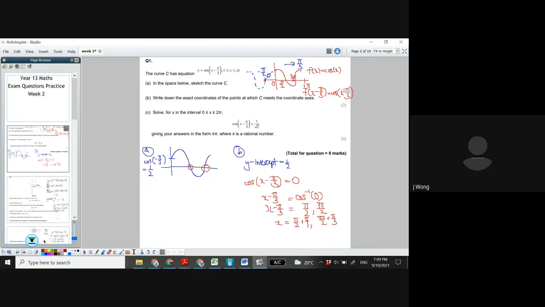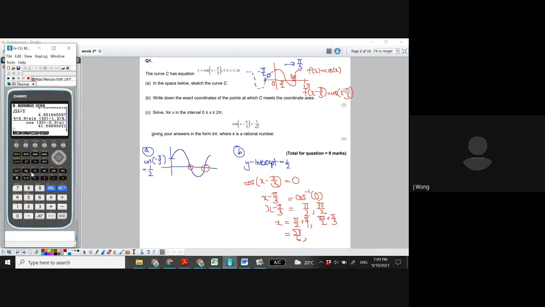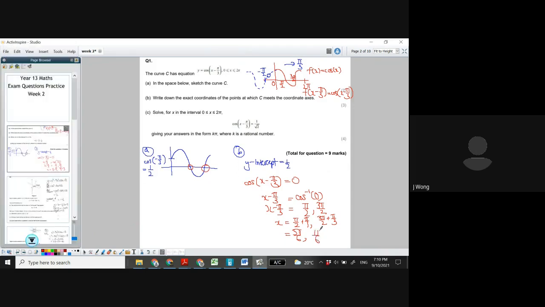So the first one will be 5 pi over 6, and the second one, let's just do it here. You don't need the value of pi, so just do 3 over 2 add 1 over 3. You will get that fraction. Okay, so you get 11 over 6 pi. So that will be part B.